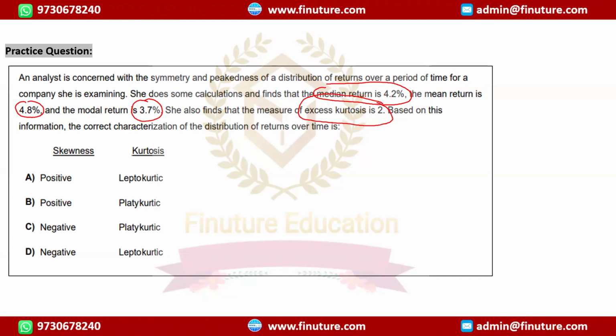So basically, excess kurtosis is 2. Start with this, this is a simpler part. Good point. 2 equals kurtosis minus 3, so the kurtosis is positive.